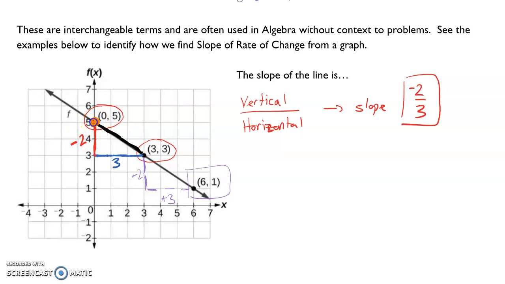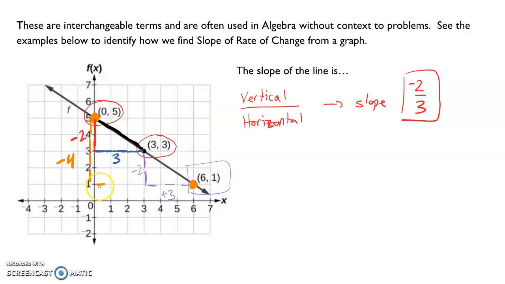What if I went from here straight to here? Well, that would have been a 1, 2, 3, 4, a -4 change vertically, and a 1, 2, 3, 4, 5, 6 change horizontally. But what happens with -4 divided by 6? That's right, it simplifies to -2/3. So your vertical change and horizontal change should always be a fraction that is simplified.